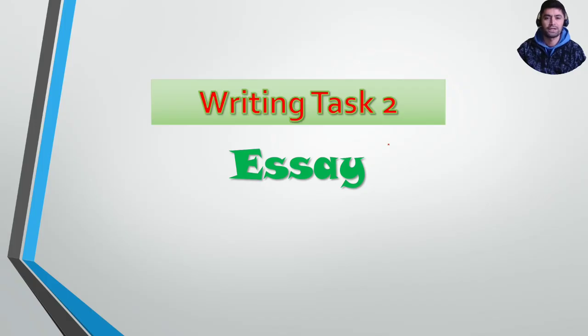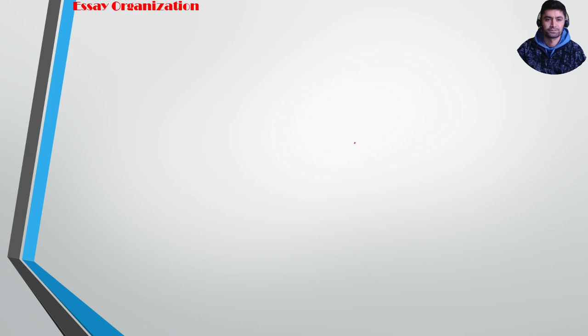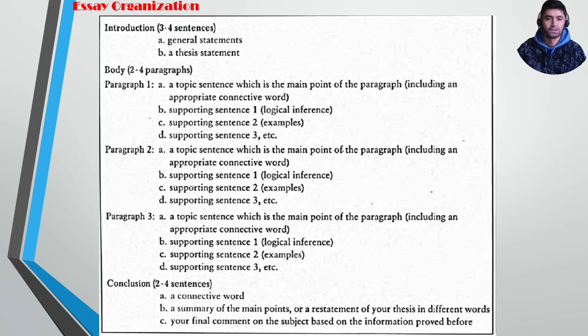Writing task 2, essay structure. So as you all know, our essay consists of mainly 3 parts, which are introduction, body, and conclusion. For the introduction part, we normally write 3 to 4 sentences. Body paragraphs could be from 2 to 4. For the conclusion, we normally write 2 to 4 sentences.